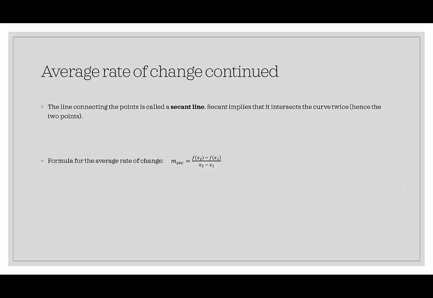And if you'd like the formula for the secant line, m is slope, and this subscript just indicates that we're talking about a secant line. It would be the output of one minus the output of the other, over the 2 inputs. We're talking here about 2 ordered pairs: x1, f of x1 is one ordered pair, and the other ordered pair is x2, f of x2.